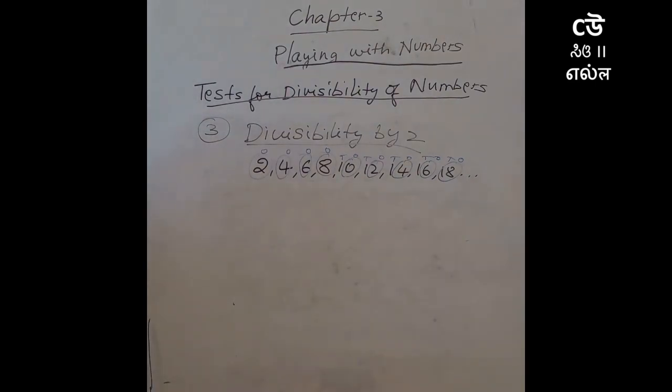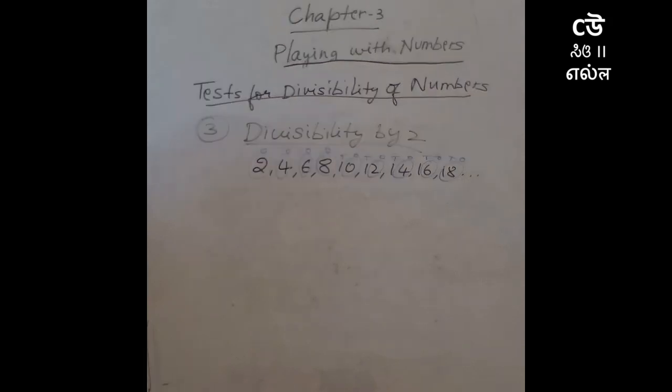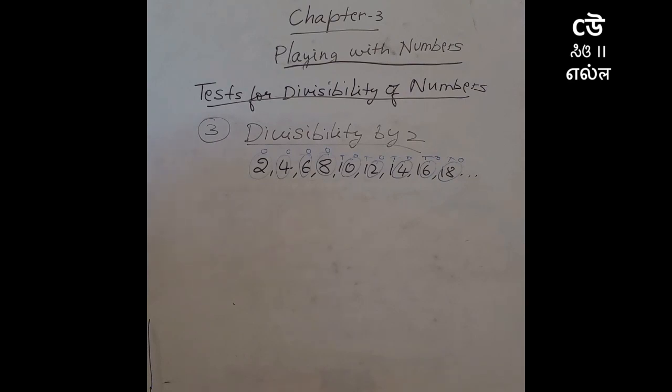So what can you conclude by seeing this pattern, children? You can tell that a number is divisible by 2 if its ones place value is 0, 2, 4, 6, 8. If the ones place value of a particular number has 0, 2, 4, 6, 8, then you can tell that that number is divisible by 2.